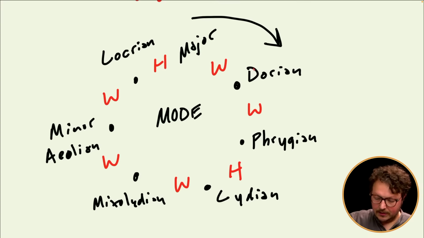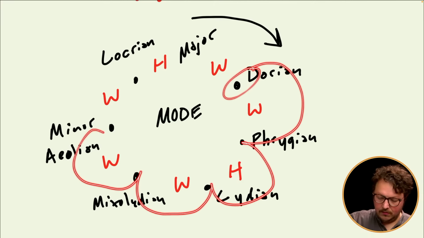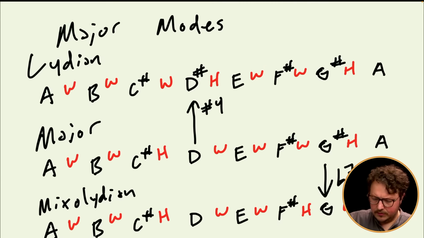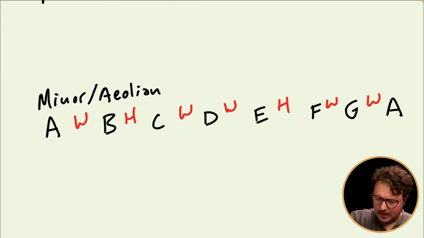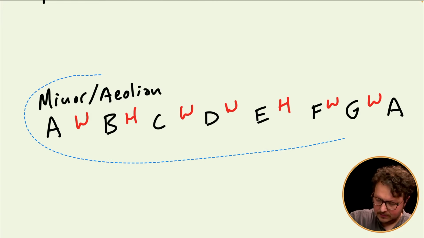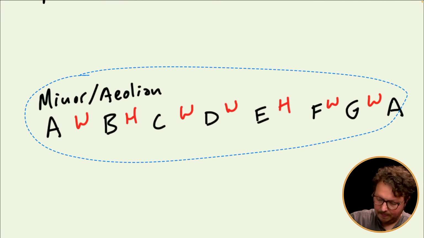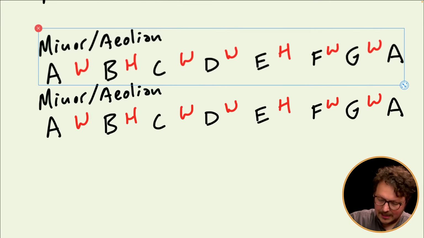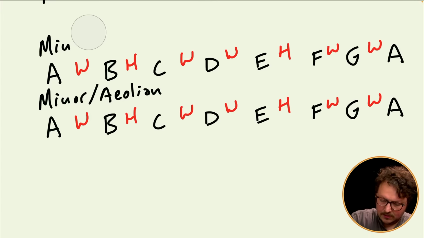Let's check out Dorian here. This goes whole, half, whole, whole, whole, half, whole. So again, we've got one note different. So I am going to copy this. I'm going to paste it. I forgot how to do it for a second. Paste like this. And this is now going to be Dorian mode.